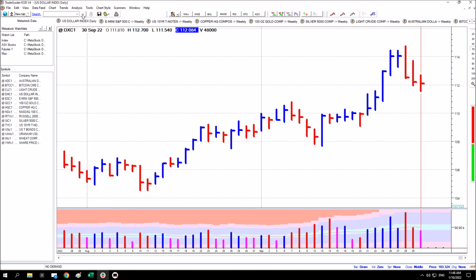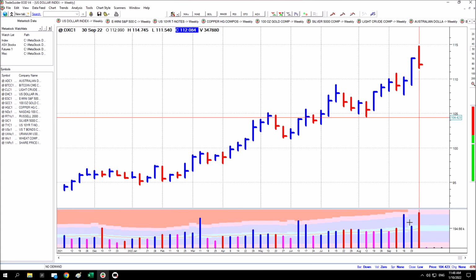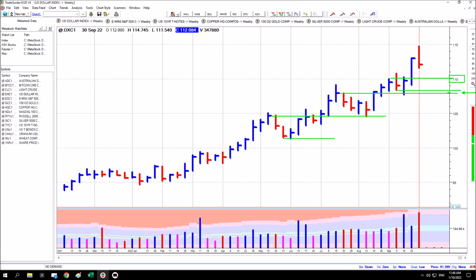Interesting times. Just back to the weekly chart before I close is the market as we see it. There's the ranges. This is going to be the important level in the near term. That's 108. So 110 is a bit of a warning sign. 108 is going to be the really serious level to watch in the coming week or two.